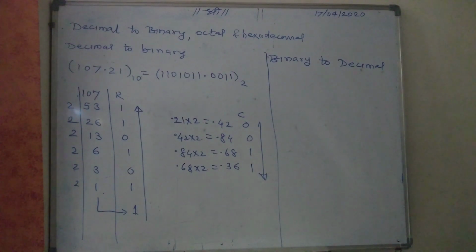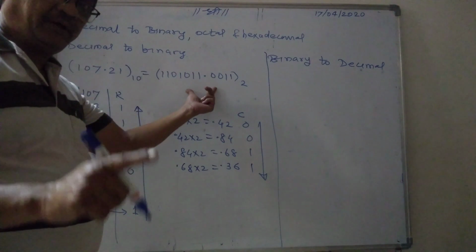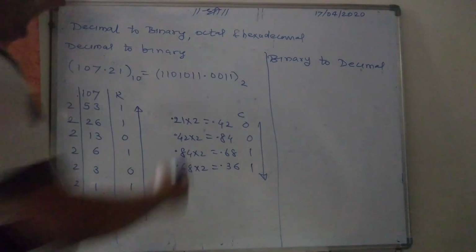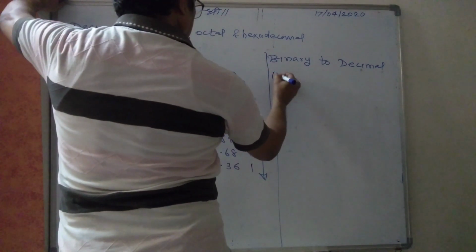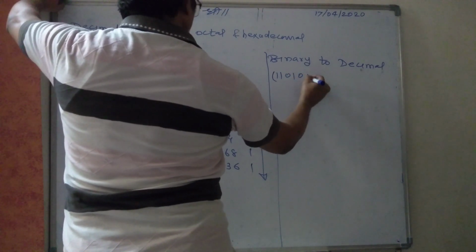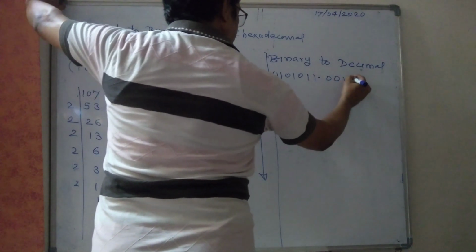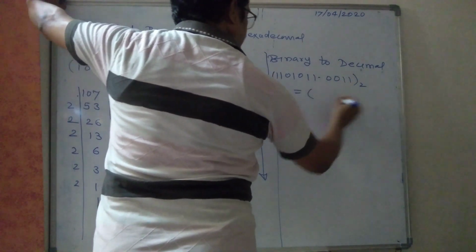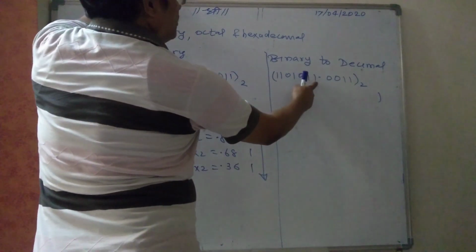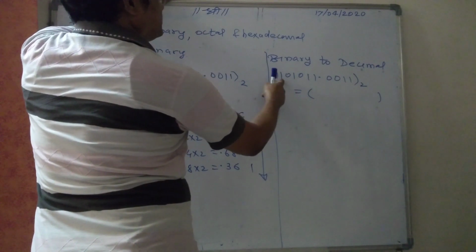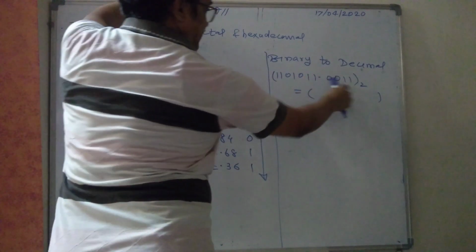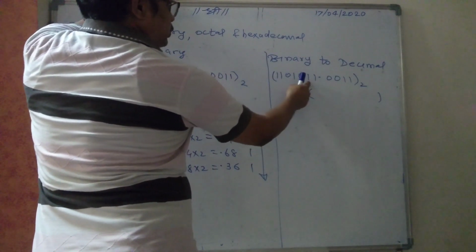Right? Now we will convert this binary number into decimal. We will check whether we get this number or not. I am writing this number here: 1101011.0011. So now what we have to do? 1, 2, 3, 4, 5, 6, 7 integer digits. So this is the fractional part, this is the integer part.